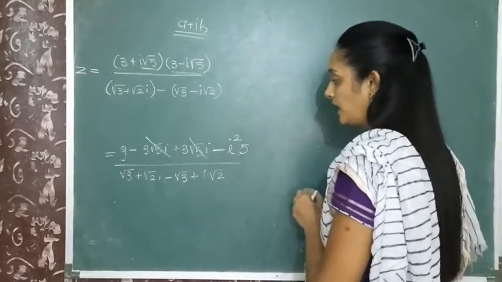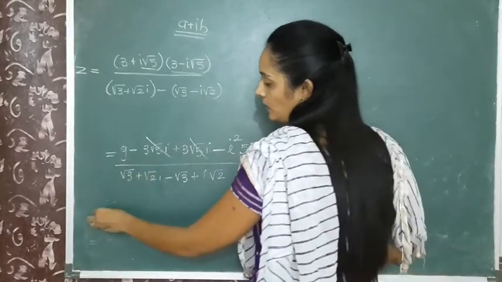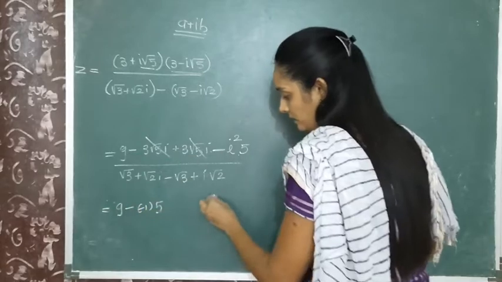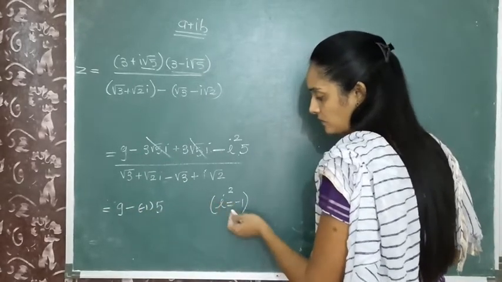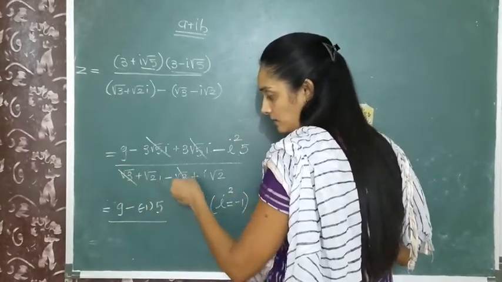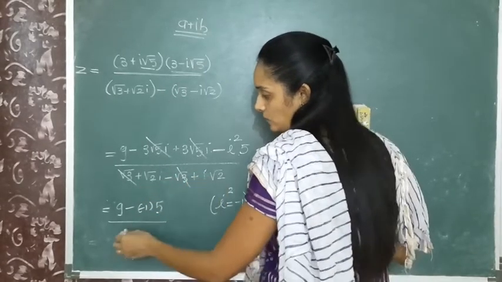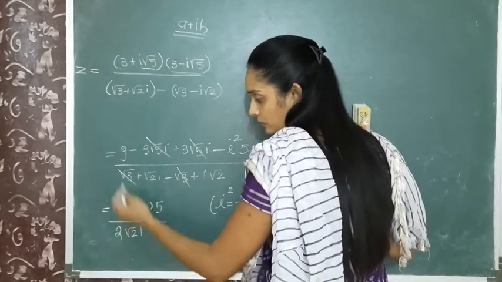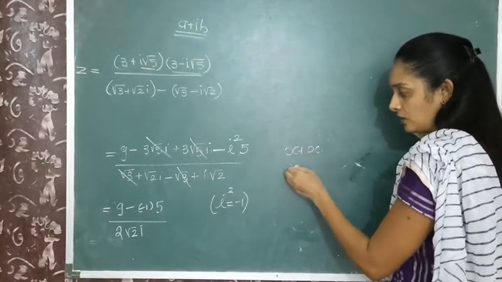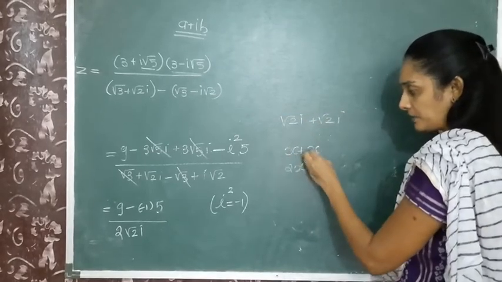Okay, now as you know, we have to replace the value of i square, and the value of i square is minus 1. So in the numerator 9 minus 1 into 5. I square is equal to minus 1, so I can replace i square by minus 1. In the denominator, plus root 3 minus root 3, cut. Plus root 2i plus root 2i. So here 2 times root 2i. Okay. If x plus x, then we can write 2x.